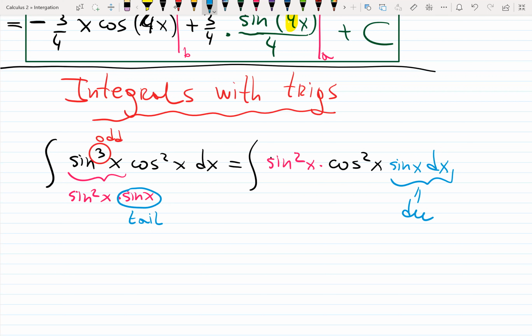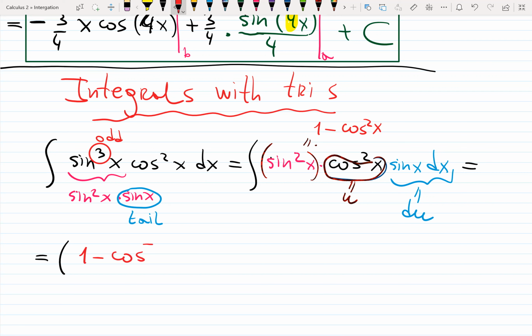And then of course you will change the sign. That doesn't matter that much. You change the sign to make it perfect. But now I know that this guy will be u. If cosine is u, du will be minus sine x dx, which is the part in blue. Then what to do with the first thing, this guy? Well, sine square is 1 minus cosine square. So now everything will be in terms of cosine, except the tail. 1 minus cosine squared, that's inside of the integral. Cosine squared is black, and the tail is sine x dx, like so.